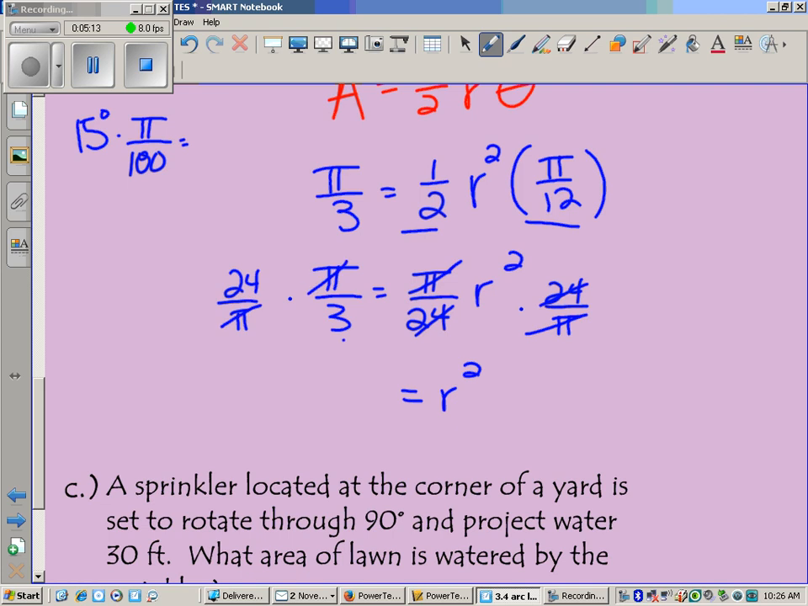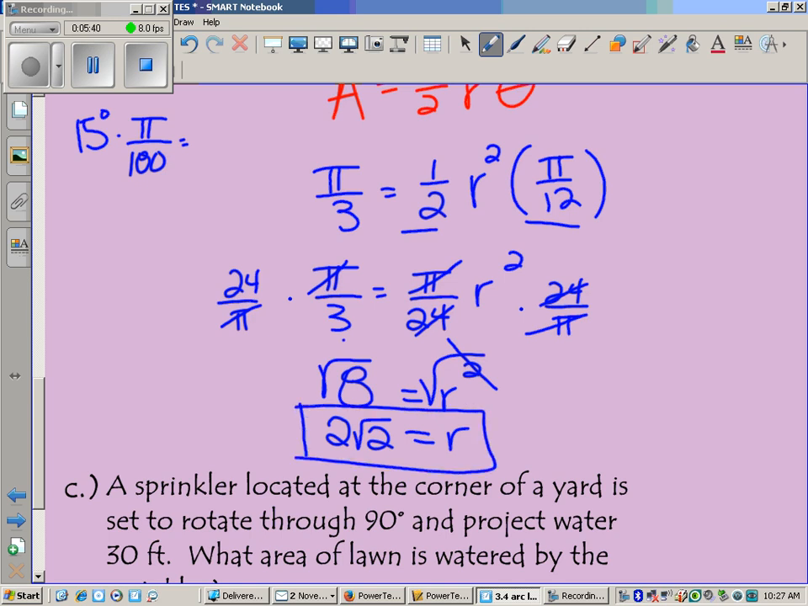Over on this side, the pi's go away, don't they? And what am I left with? 8. And so now how would I get r by itself? How would I get rid of the square? Square root of 8 can be broken down. Can I factor tree that? If I factor tree it, I get 2 rad 2. Normally when we square root things, don't we do plus or minus? But if I'm talking about the radius, there's no such thing as a negative radius. So I'm going to say just positive 2 rad 2. What was this in? Centimeters. So the radius of this circle would be 2 rad 2 centimeters.